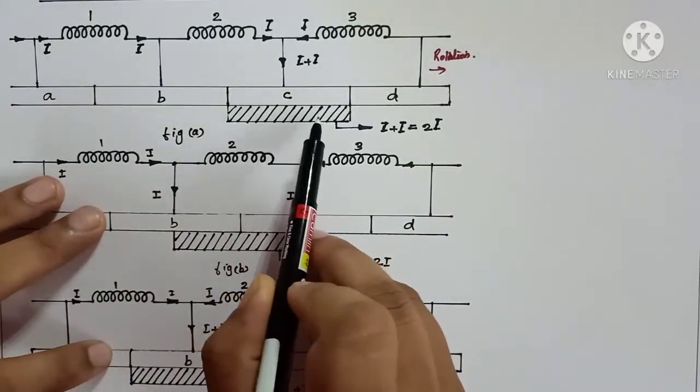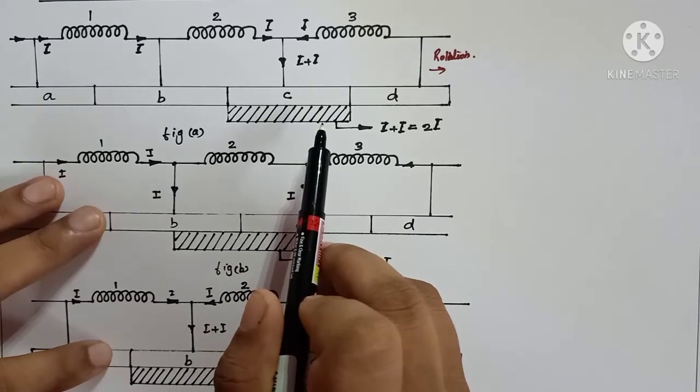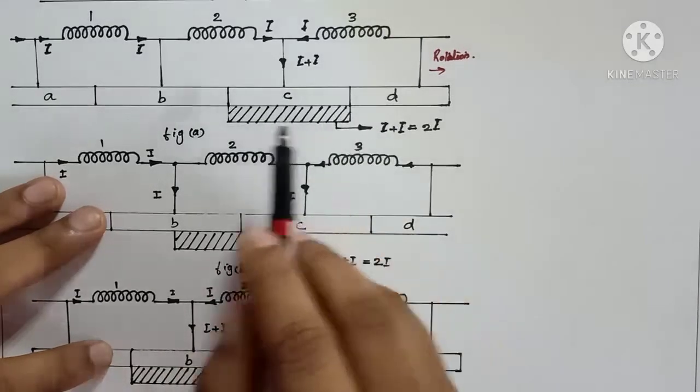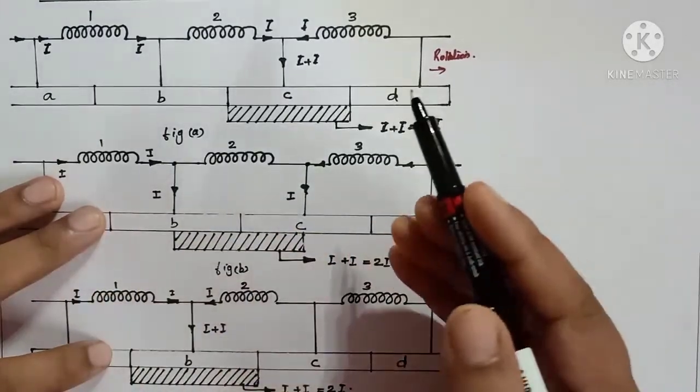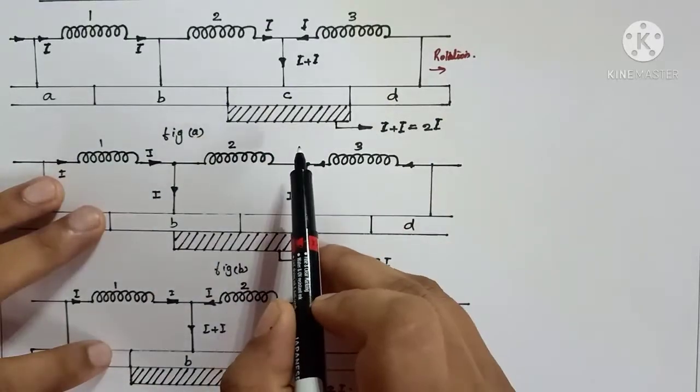So the brushes are stationary parts, but they will touch the commutator segments, moving from the right parts to the left parts. The moving of the armature conductors will take place from left to right.